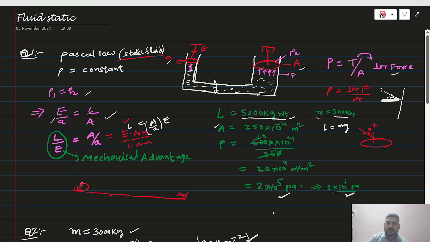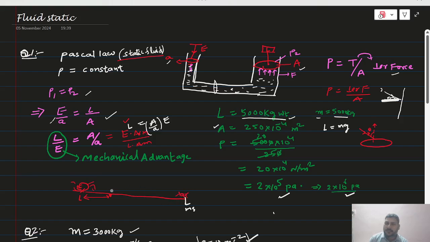So here a big elephant is there, right? Now, can the ant lift the elephant or not? Can it balance or not? Yes, it can balance, such that the load into load arm, this is load, this is called load arm, is equal to effort into effort arm. So effort, that means this mg.